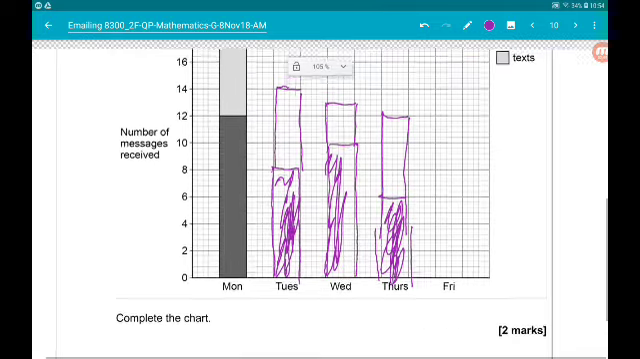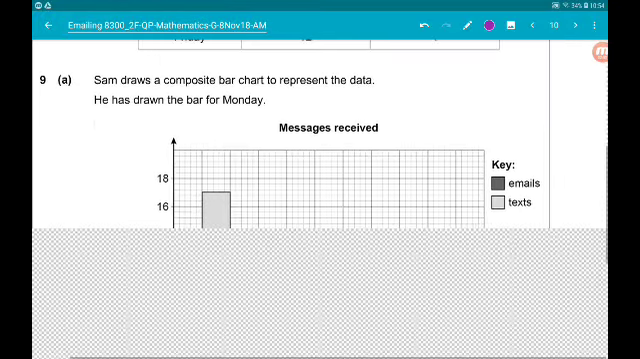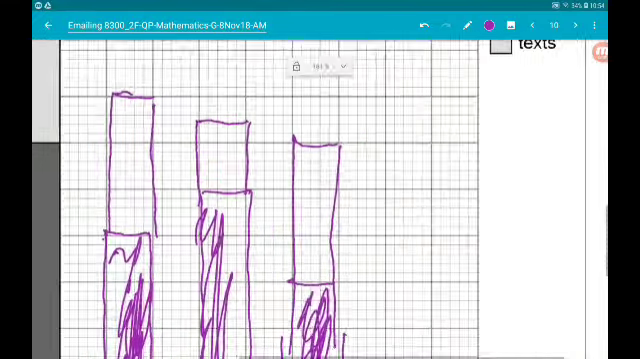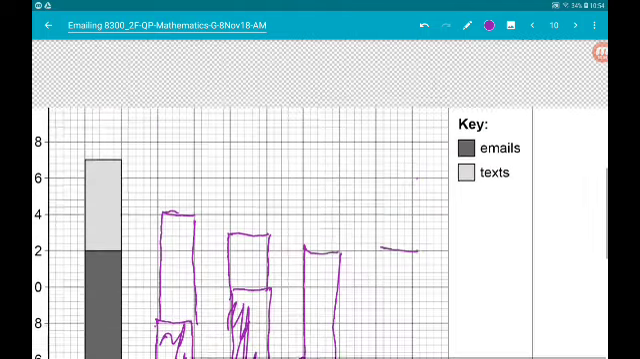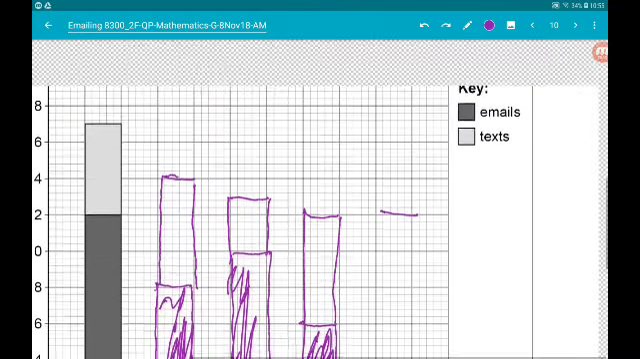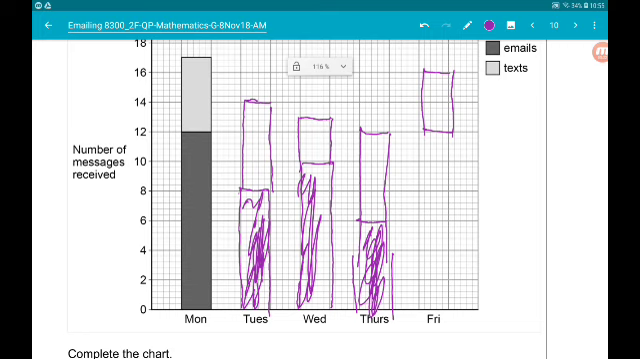And then on Friday, 12 emails, 4 texts. So 12 is there. No, it's 16 altogether, so 16 is going to be there. Colour that in.